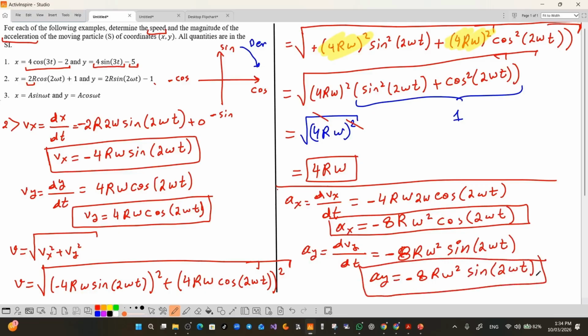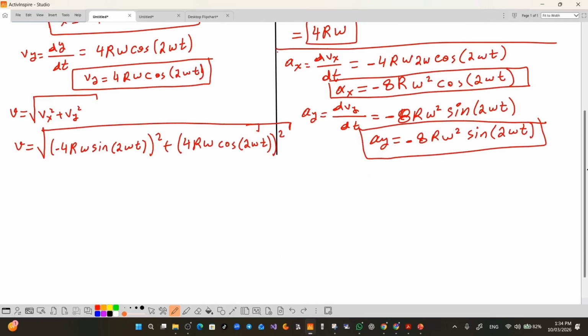If you would like to find the magnitude using the definition, we know that the magnitude of A is equal to the square root of AX squared plus AY squared. However, I will follow a shortcut. We know that this coefficient represents the magnitude of the acceleration. So the magnitude of the acceleration is 8r omega squared.